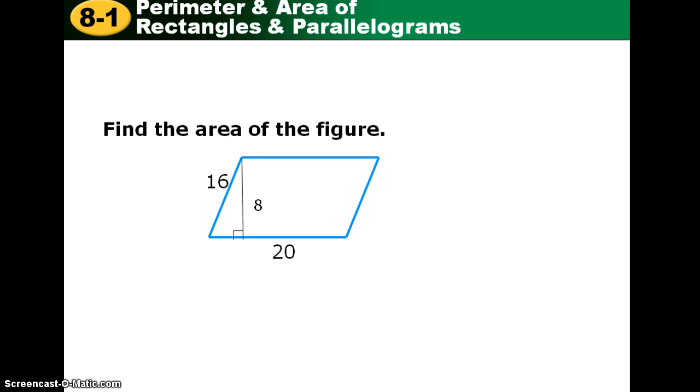Let's find the area of the parallelogram. Now the 16 is no good to us because that's a slant height, and we don't need a slant. We need a straight vertical direction, or perpendicular direction. So we would multiply 8 times 20, and that's 160 square units.